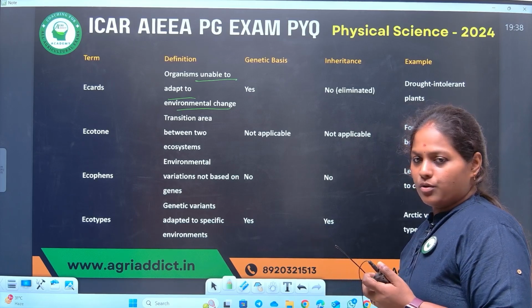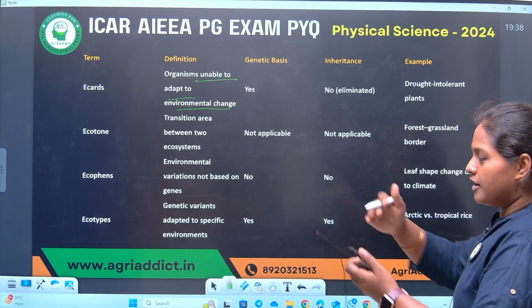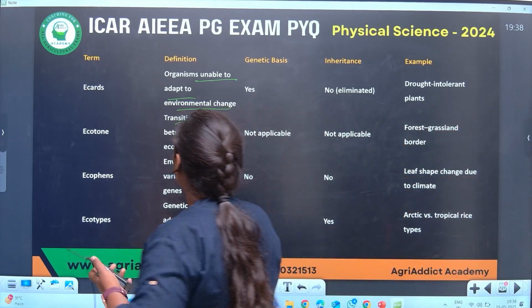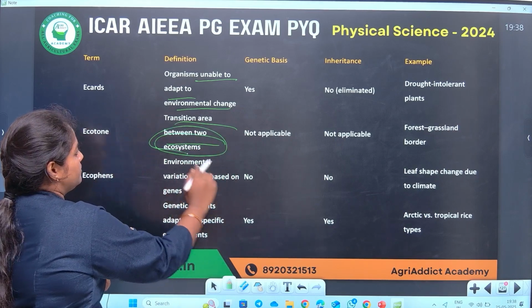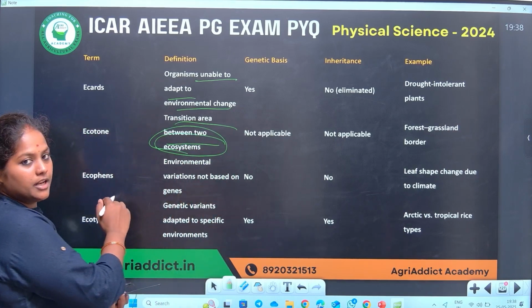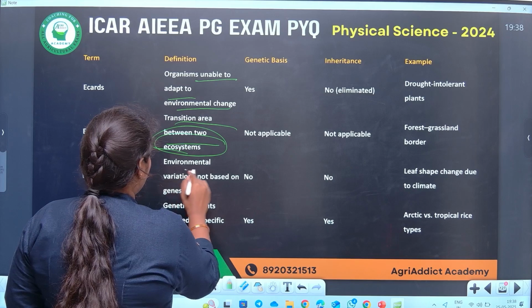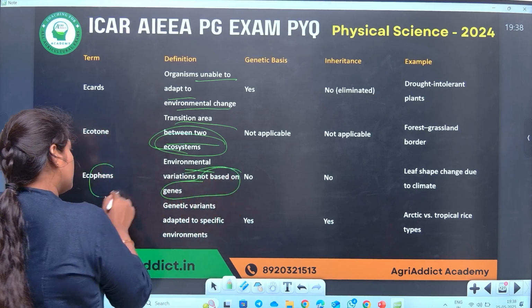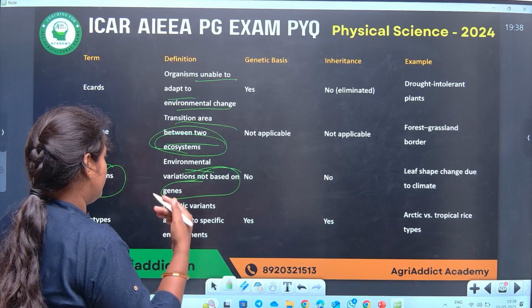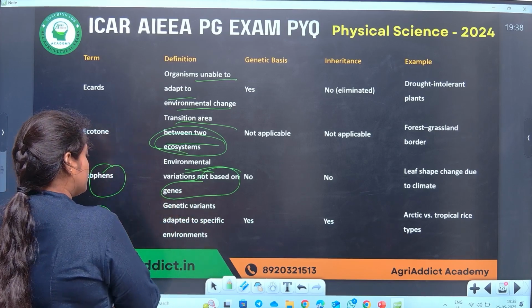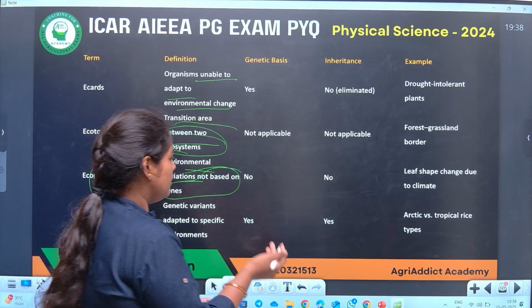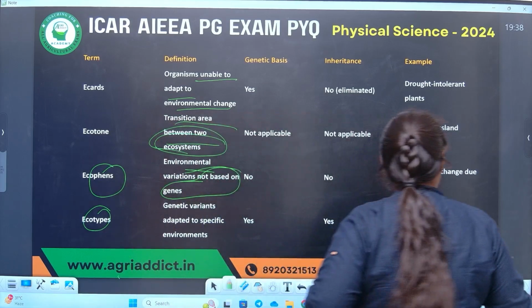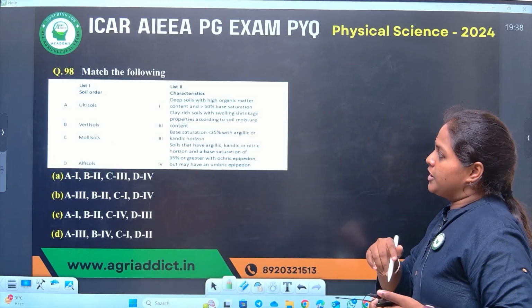Coming to ecotone, ecotone is the transitional area between two ecosystems. Ecophenes are environmental variations that are not based on genes. Phene means it is based on phenology, phenotype. Ecotypes, we saw just now, are ecological races. These are the different terminologies related to that particular question.